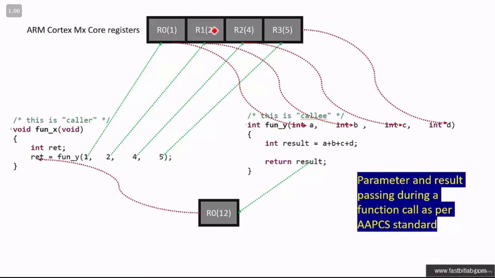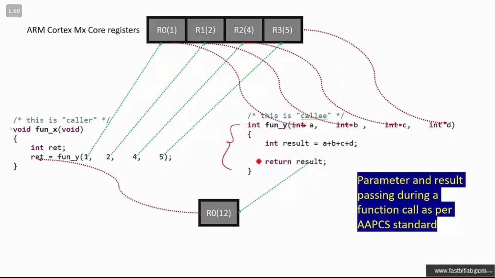According to this standard, always these 4 registers are used to pass the arguments from one function to another during a function call. What function x does is copy these values into its internal registers R0, R1, R2, R3, and function y copies the register contents back to its local variables. That's how arguments are passed from one function to another during the function call.